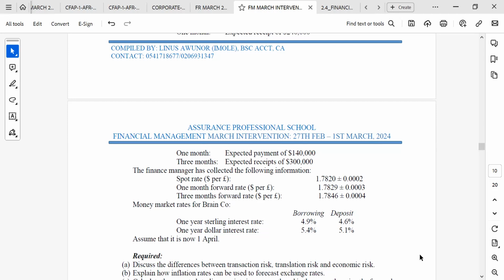Let's look at the forward rate in 3 months time. I'm getting 1.7842. Is that correct? Just subtract the 0.004 from this figure. That will give you the lowest rate. Then you add this figure to this one. Then that will give you the highest rate. Okay.